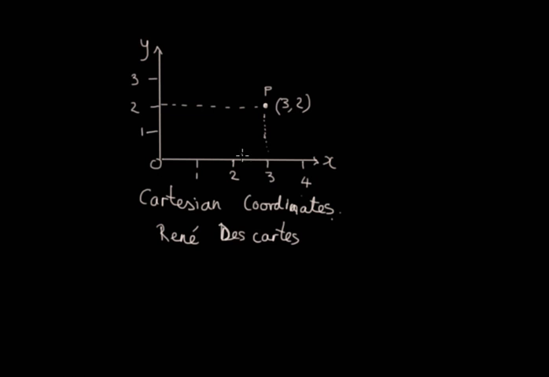We have the x-axis, start at the origin at 0, x-axis along here, and then the y-axis up. And if we have this point P, it's 3 along the x-axis and 2 up the y-axis, giving us a coordinate of 3, 2.